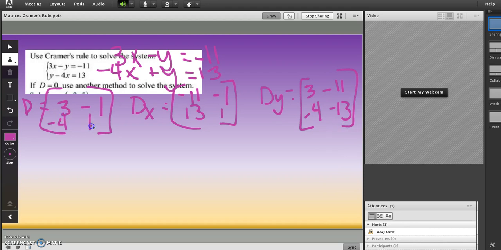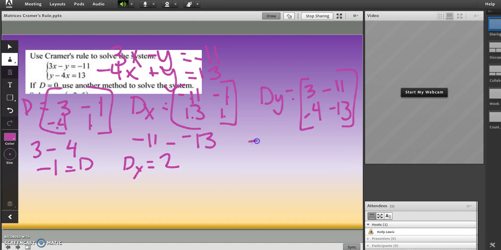All right, now let's do determinant. 3 times 1 is 3 minus negative 1 times negative 4 is positive 4. So I get negative 1. Let's see. Here I get negative 11 times 1 is negative 11 minus negative 1 times 13 is negative 13. So I really have negative 11 plus 13. So I have 2. And then here I have 3 times negative 13. So I have negative 39 minus negative 11 times negative 4 is positive 44. Negative 39 minus 44, negative 83.